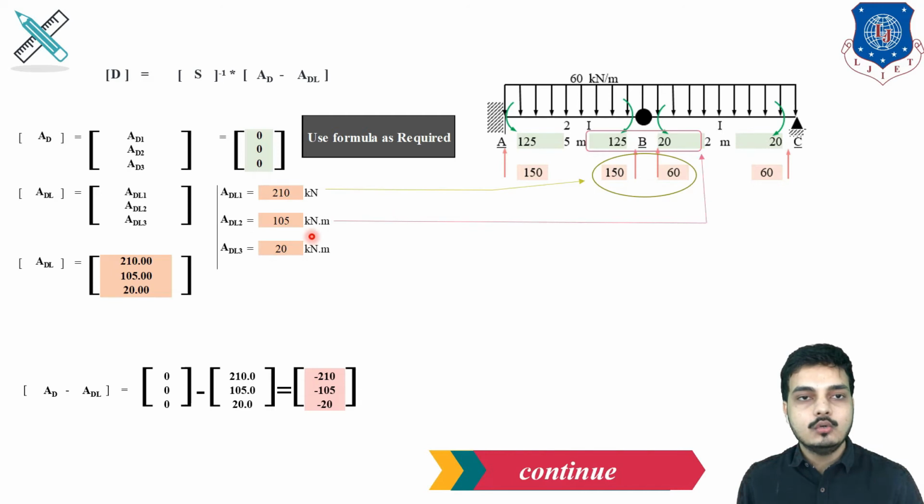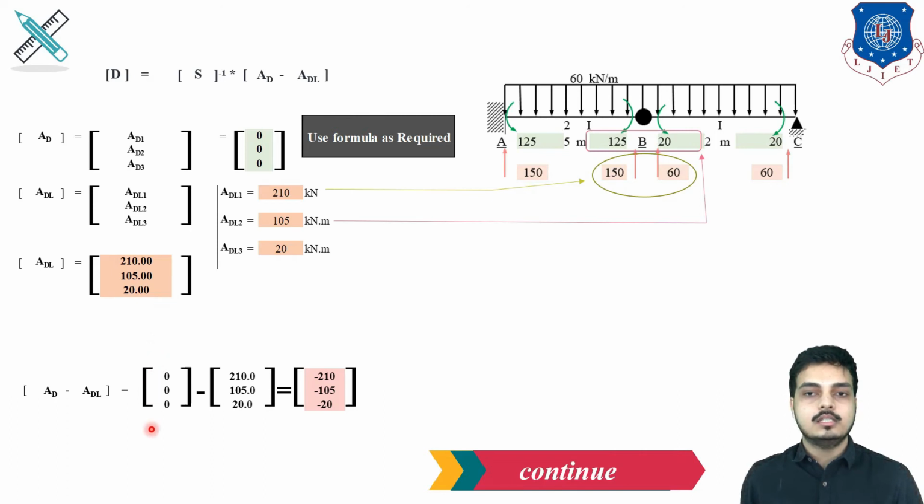For ADL2, we have to check the moment at B point. At B point, there are two moments, one is 125 and another is 20. So the algebraic sum of both gives 105 as a positive clockwise moment. And at C, we have to check only the moment, so we have kept it as 20, placing it in matrix form. In this way, we can find the load vector AD minus ADL.